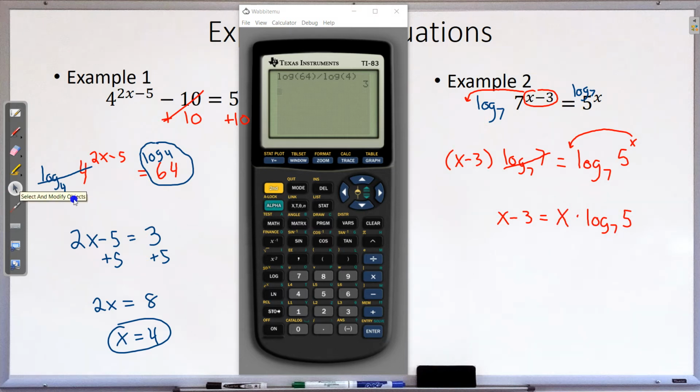Again, we have to use the base change property. So it will be log 5 divided by log 7. So again, that's just the base change property, and that will just be a number. It is 0.827.